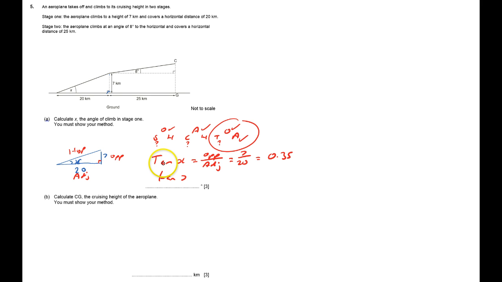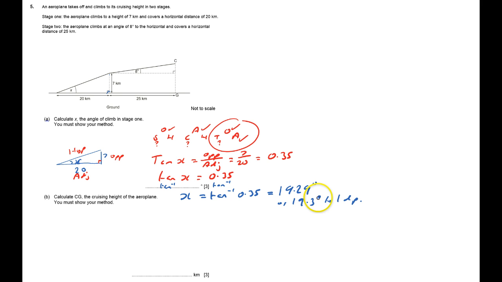So that says that tan x is 0.35, but you don't want to know what tan x is, you want to know what x is, so therefore you have to vaporize the tan by doing tan to the minus 1 of both sides, and that will say x equals tan to the minus 1 of 0.35, and that is, on your calculator, 19.29 degrees, or 19.3 degrees to 1 decimal place.